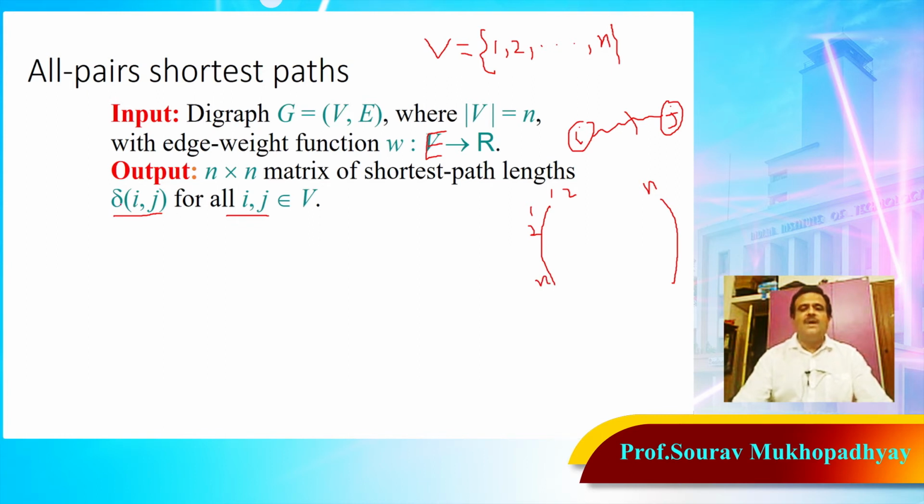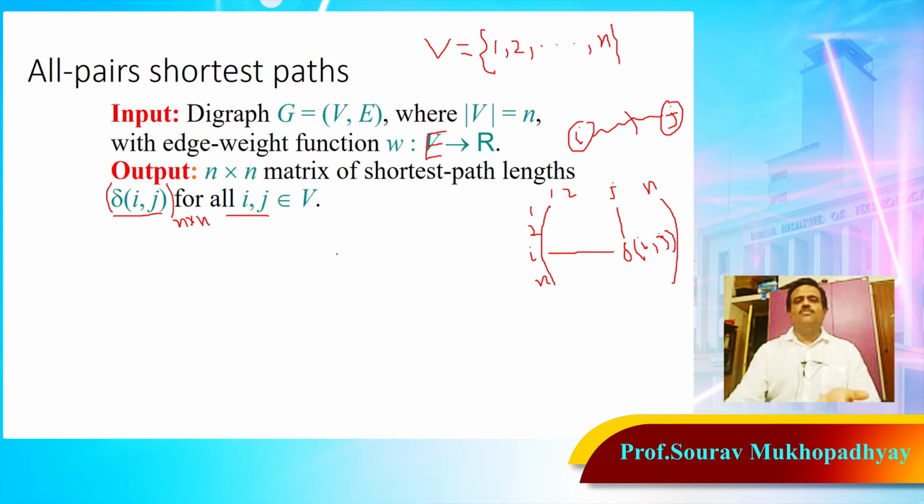So delta of ij: we have an ith vertex over here and a jth vertex over here. This entry is the delta of i comma j. That is the matrix form, for all i and j. So basically this is an n cross n matrix. That will be the output.